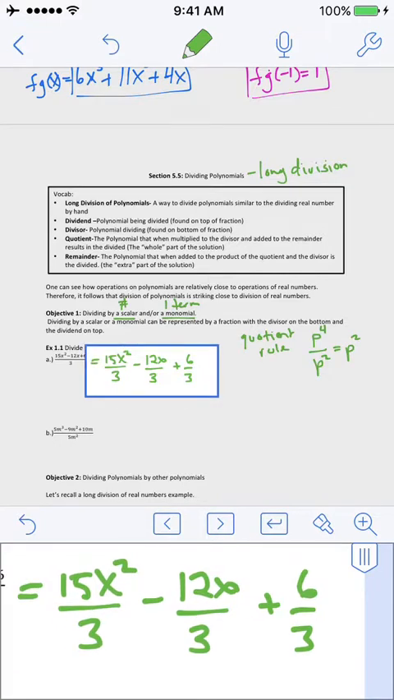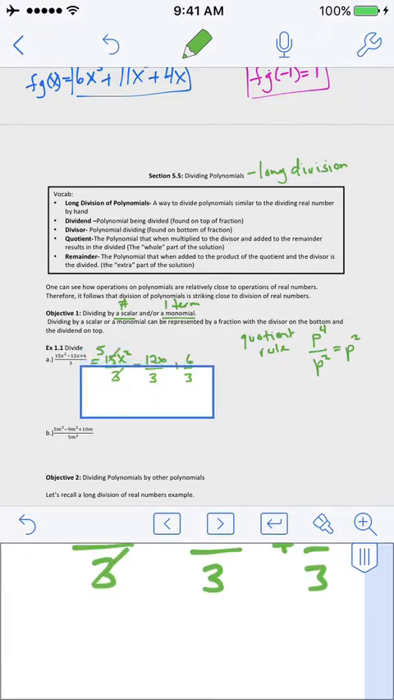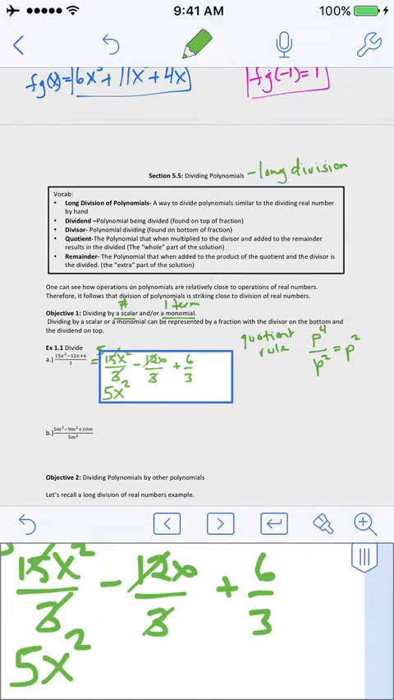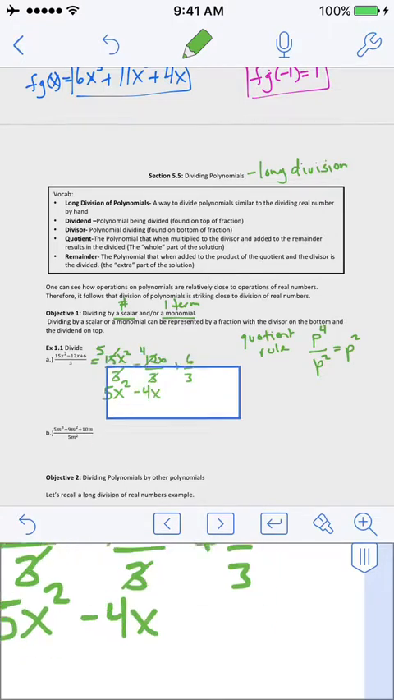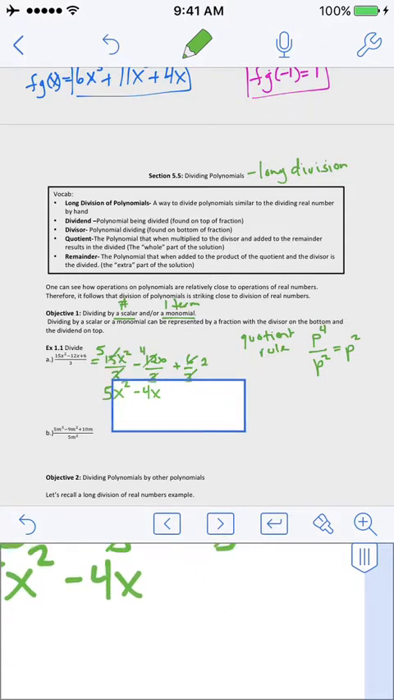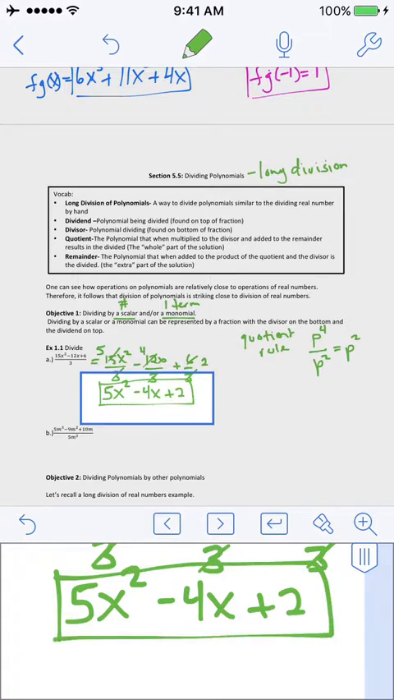So now that I've got 3 separate division problems, I can use the quotient rule 3 separate times. Well, I have no x's to cancel, right? I don't have anything x-wise that I'm dividing by, but I know that this 15 and the 3 will cancel to give me 15 divided by 3, or 5. So I end up with my first term being 5x squared. Second one, I've got 12 canceling with 3, which gives me a 4. So I've got minus 4x. And then the last one, the 6 and the 3 cancel to give me a 2. Plus 2. And now I have successfully divided this trinomial into 5x squared minus 4x plus 2.